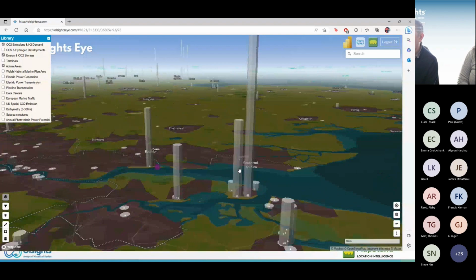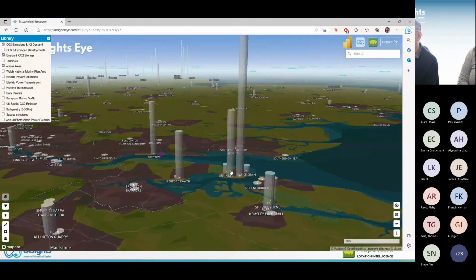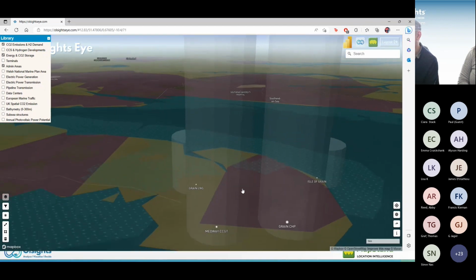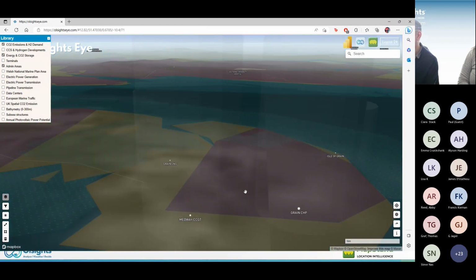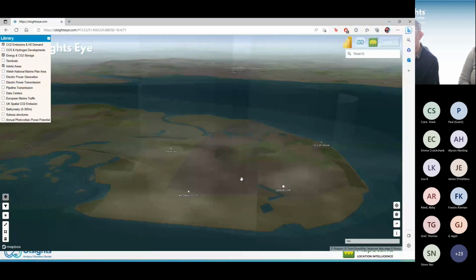If you want to know more information about the actual location, you can zoom in, and what we should see is that the background view gets replaced with aerial imagery, and you get a much better sense of what's there. Let's see if that loads up. It is loading up, it's just quite slow.